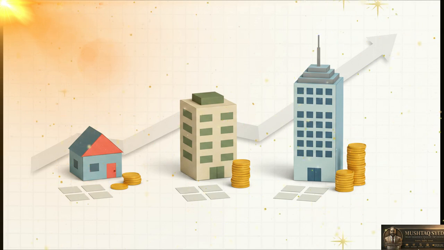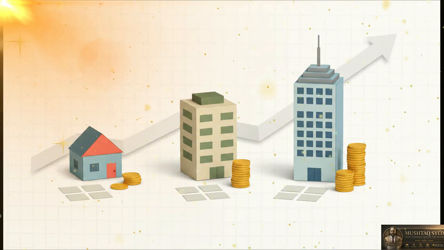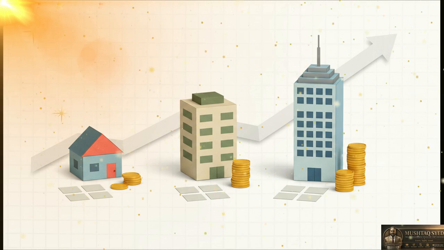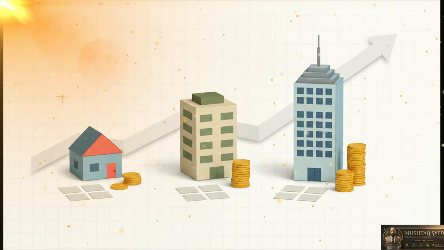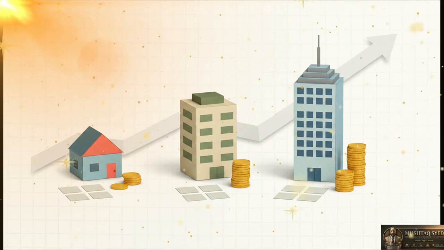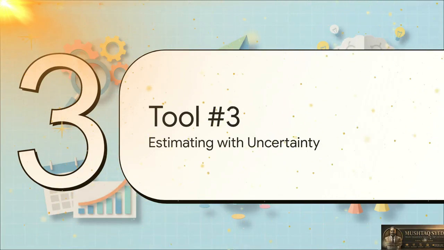So this tool really shines when you're doing things that scale up or down. The classic example is construction. If you know your historical price per square foot, that's your parameter. Now you can create a super reliable estimate for a new building of just about any size. But what about those projects where the future isn't just unknown, it's really uncertain?